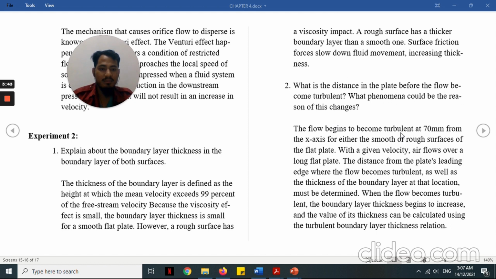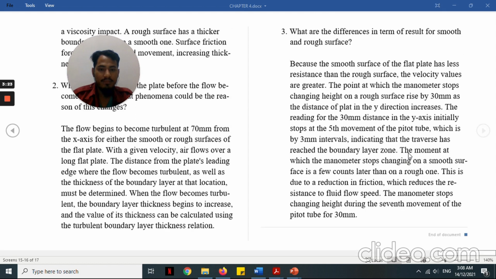The flow begins to become turbulent at 70 mm from the x-axis for either the smooth or rough surface. This distance leading to the edge where the flow becomes turbulent, as well as the thickness of boundary layer at that location, must be determined. When the flow becomes turbulent, the boundary layer thickness begins to increase, and the value of its thickness can be calculated using the turbulent boundary layer thickness relation.